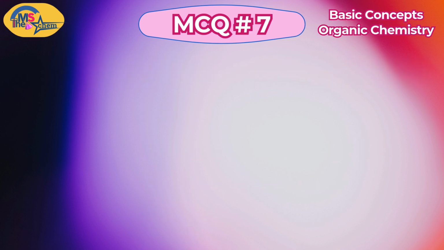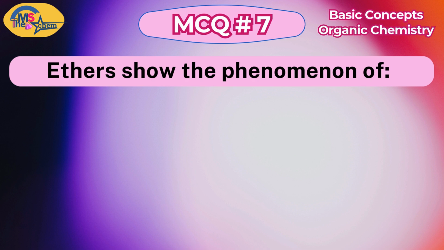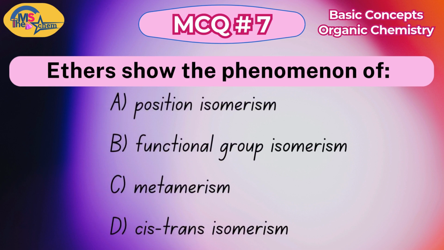And now the question is 7. Ethers show the phenomenon of, here are the four options. Option A is position isomerism, option B is functional group isomerism, option C is metamerism, and option D is cis trans isomerism. Which is the answer to this question?